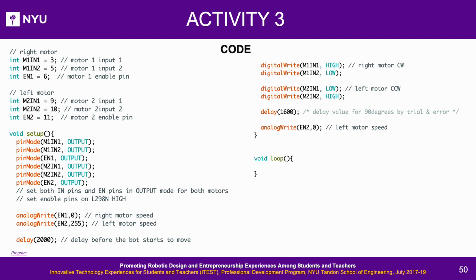Since the objective is to turn 90 degrees just once, the rest of the program is in the setup as well. The right motor is shut off and the left motor is set to run at full speed, which will cause the robot to turn right. By trial and error, 1,600 milliseconds was found to be the right duration for a 90-degree turn, after which the left motor is shut off as well.